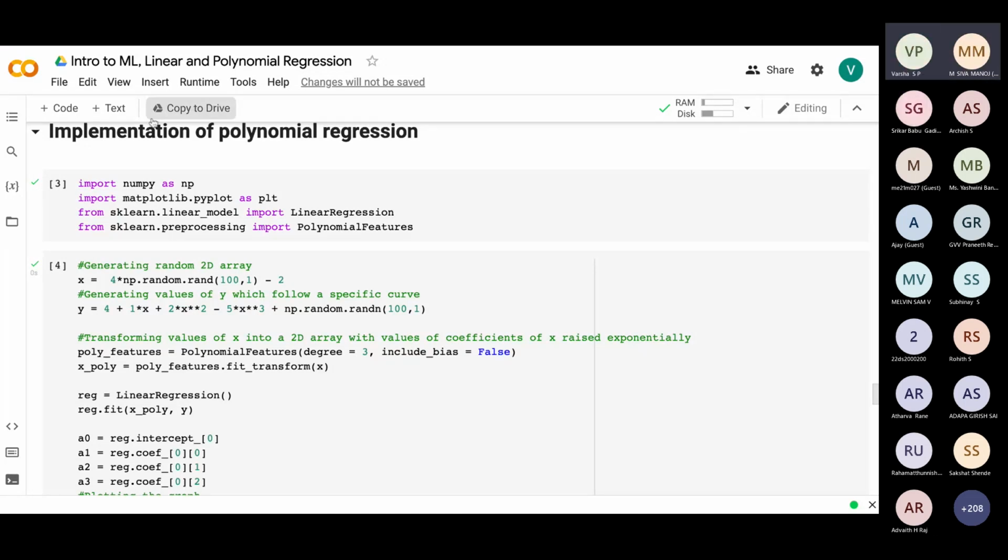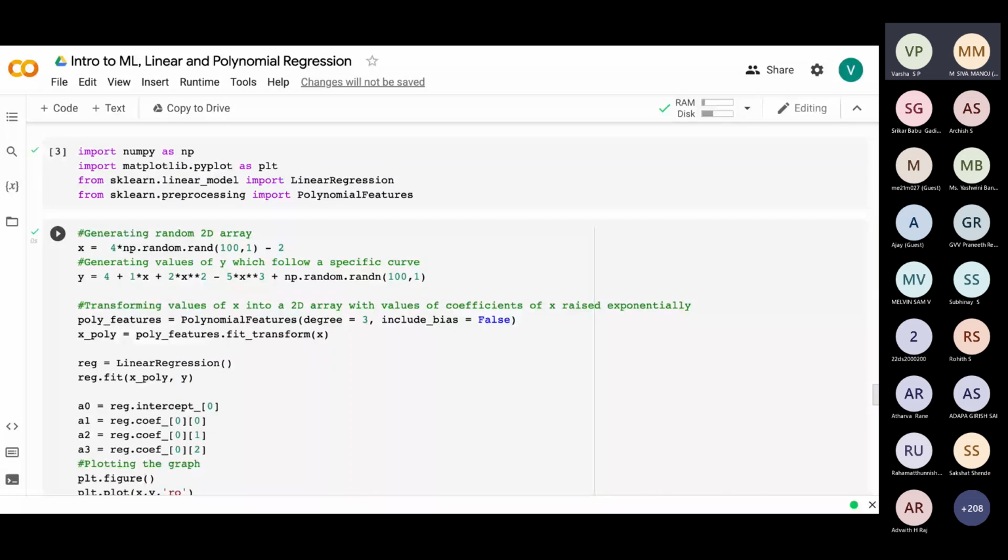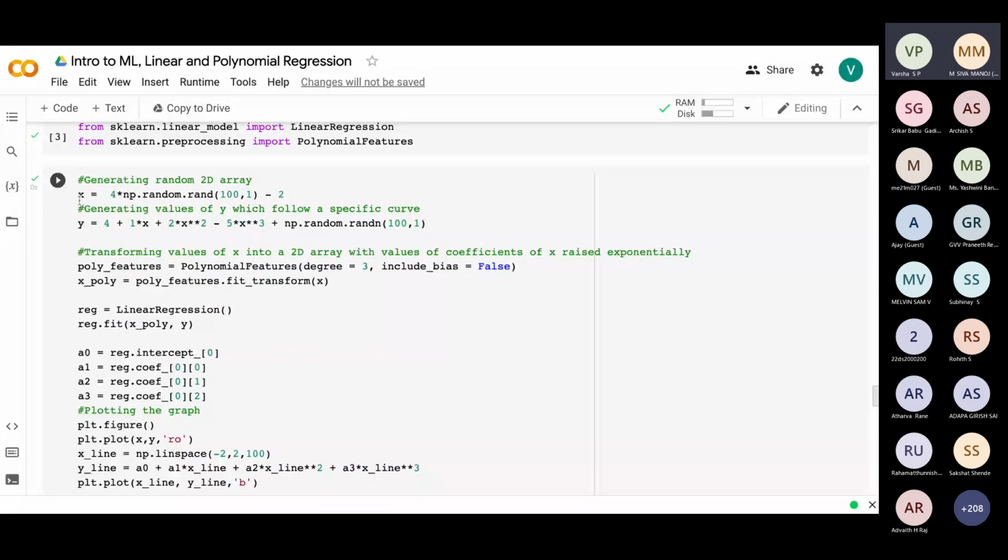So coming to the implementation part of polynomial regression. As you can see, we have imported NumPy and Matplotlib, and we have used two of these commands. You will know what polynomial features is with the example. So here, coming to the code, X and Y are the inputs.